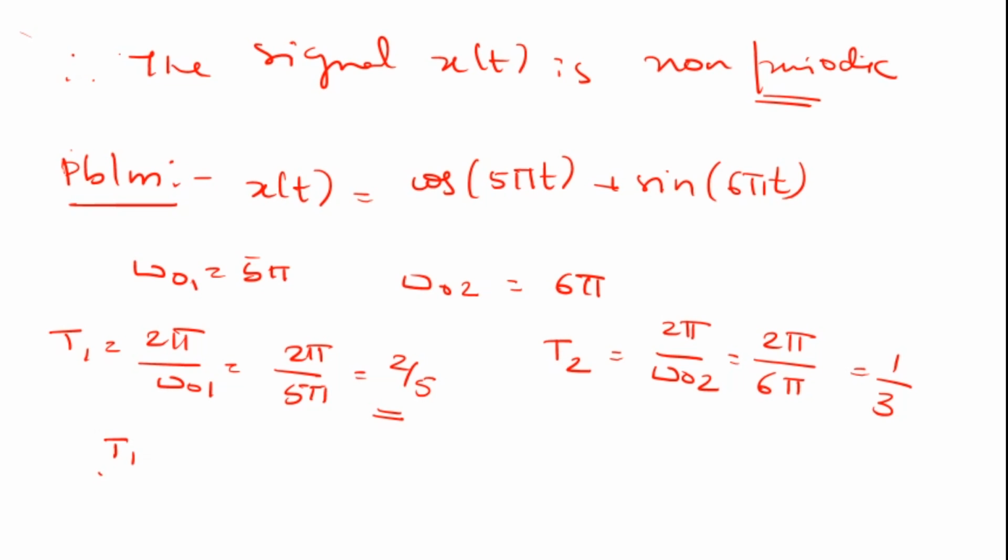Then T1 by T2 is equal to 6 by 5. This is a rational number. Therefore, x of t is periodic. Now we have to find what is the fundamental period.